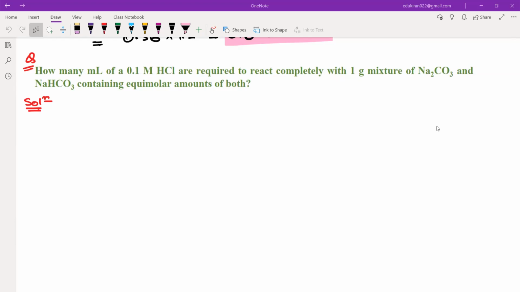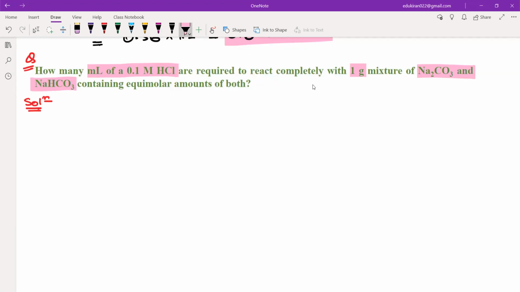Fair. Now, let us understand this question. What is the question first of all saying? It is asking how many ml of 0.1 molar HCl are required to react completely with 1 gram of, this is important, 1 gram of mixture of Na2CO3 and NaHCO3. Okay. So all of you, please leave your pen aside and listen very carefully.